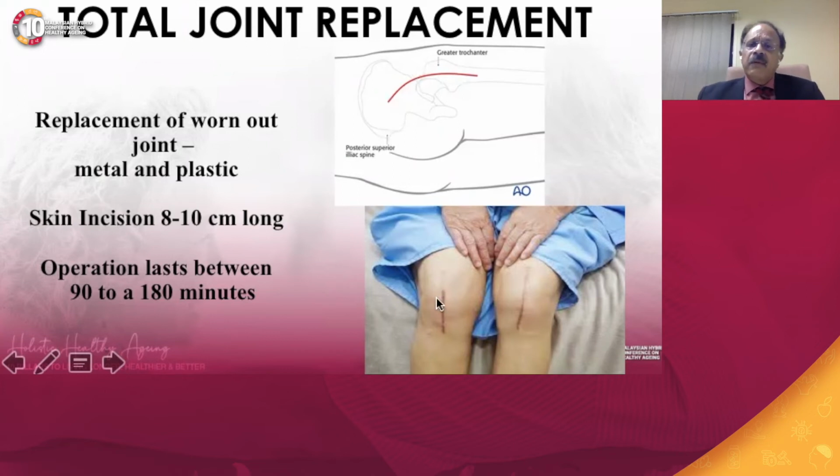And the operation would last anywhere between 90 minutes, maybe even less in some cases, to 180 minutes, or even longer, depending on how complex the case is, all right? The straightforward case will be in less than an hour or an hour and 15 minutes and so on.